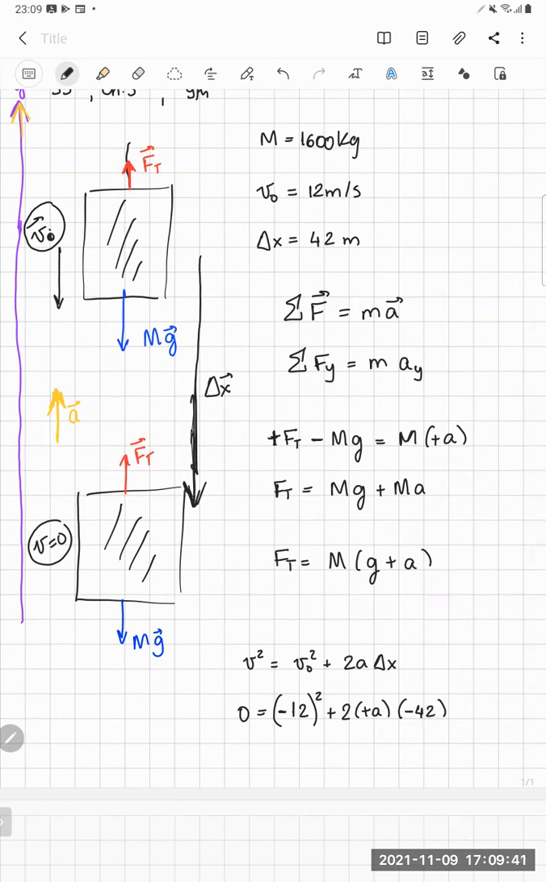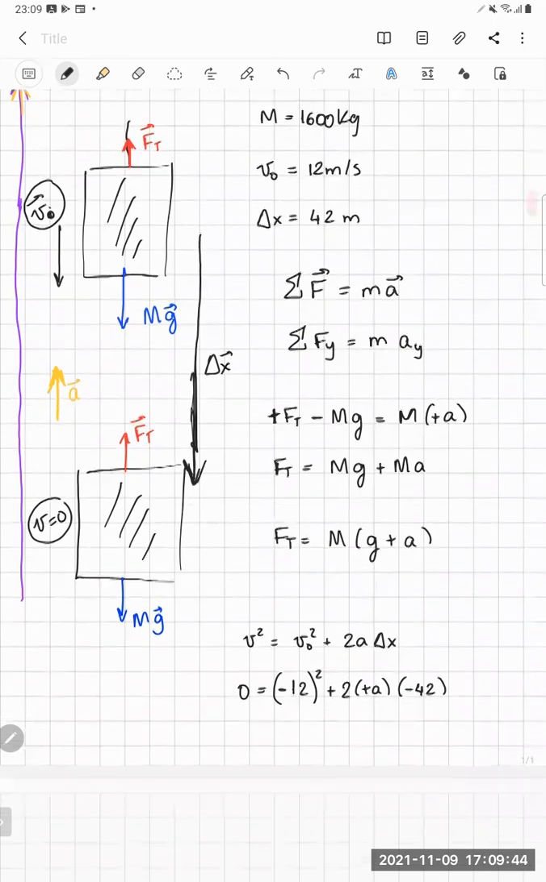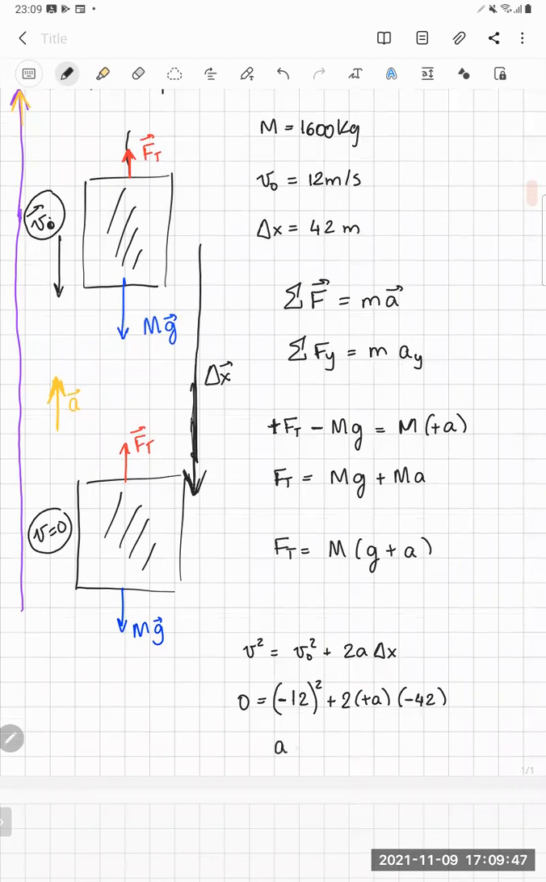With that, we can now find the acceleration. If you solve this equation, you have 2 multiplied by a times minus 42 equals minus 12 squared, which is 144. When we put it on the other side, it's minus 144. The minus sign cancels because it's on both sides, and you can find the acceleration. I think this acceleration is something like 1.71 meters per second squared. So we found the magnitude of the acceleration.